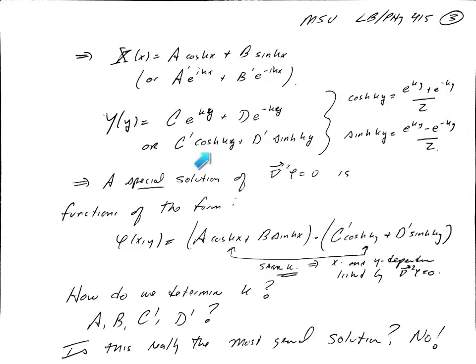Or we can equivalently use the combinations in terms of the hyperbolic cosine of ky and the hyperbolic sine of ky. Remember, the hyperbolic cosine of ky is just the sum e to the ky plus e to the minus ky over 2. The hyperbolic sine is their difference, e to the ky minus e to the minus ky over 2. So any product of a function of this form times a function of this form, that is, phi is a harmonic function of x and an exponential function of y, where the dependence on x and the dependence on y is set by the same constant k.